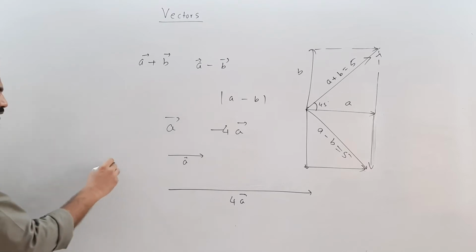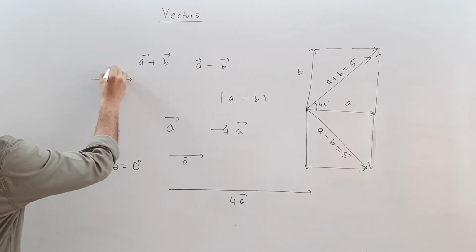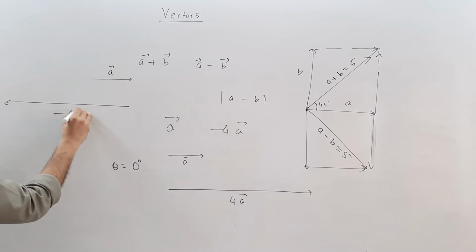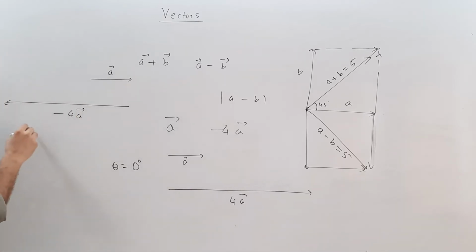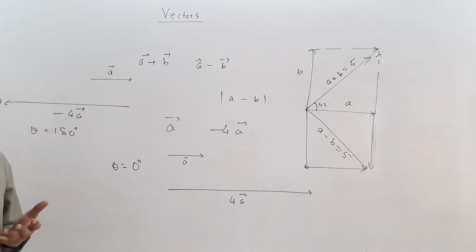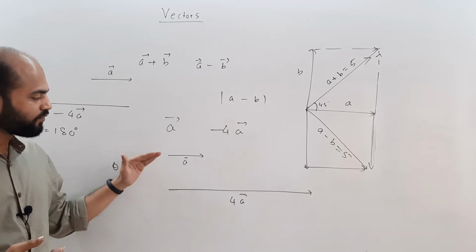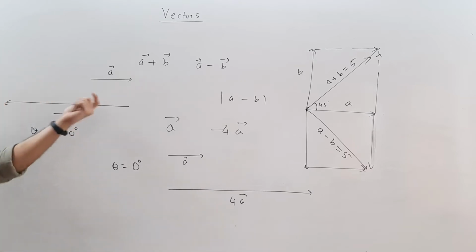So angle in the first case is 0 degrees. But now what we want is, if this is A bar, then we are interested in the negative of this vector, that is minus 4A bar. So the angle between these two vectors is going to be 180 degrees. So you see the difference. This gives us the direction. We know that the direction is same for this and this. But if it's negative, then it is opposite to that of A bar. Hence theta will be 180 degrees.